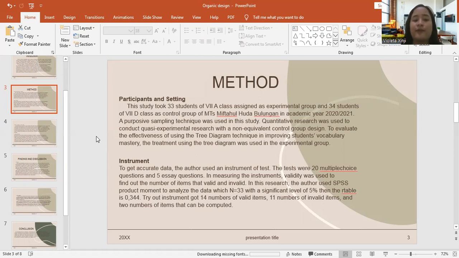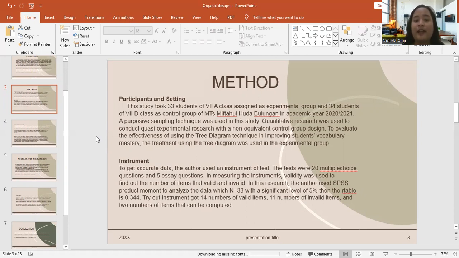Next is instrument. To get accurate data, the author used an instrument of test. The tests were 20 multiple-choice questions and 5 essay questions.